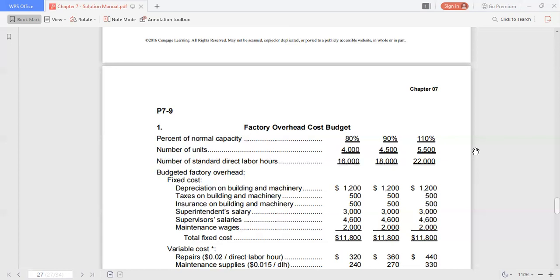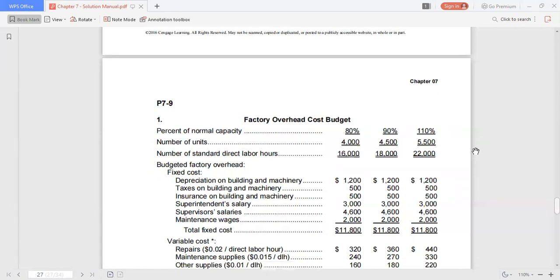For maintenance supplies, we have 0.015 per direct labor hour. So again, we multiply 0.015 by the number of direct labor hours. For the next item, we have other supplies at 0.01, dividing 200 by 20,000 direct labor hours. So you get 0.01 per direct labor hour. Remember, our basis here is the standard direct labor hours.